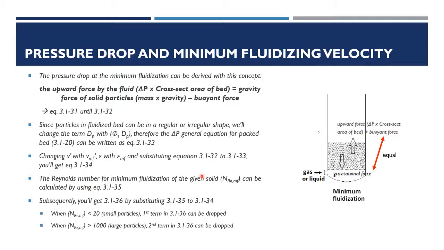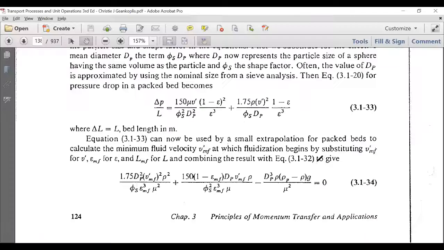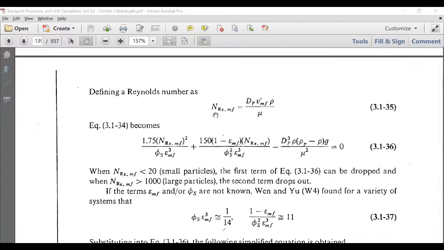Okay. So I will go again back to the general list. So this is the Reynolds number for the minimum fluidization. This is the Reynolds number for the particle. It's not for the fluid.